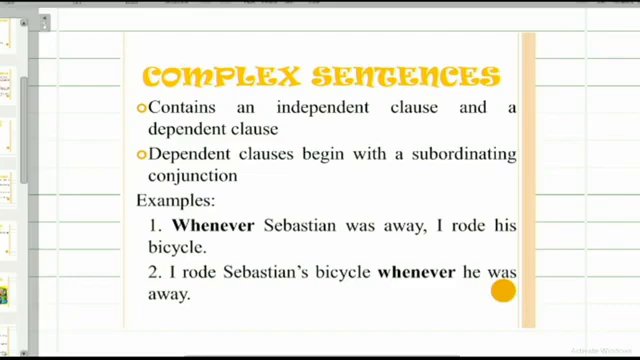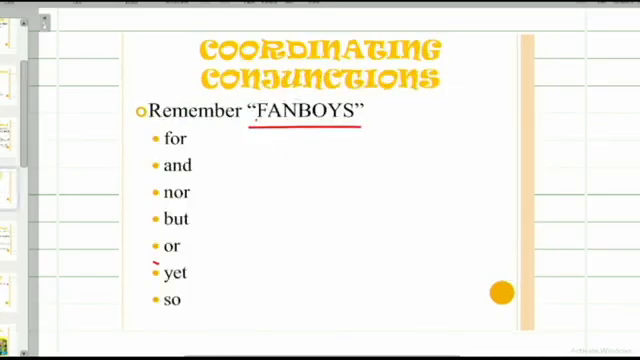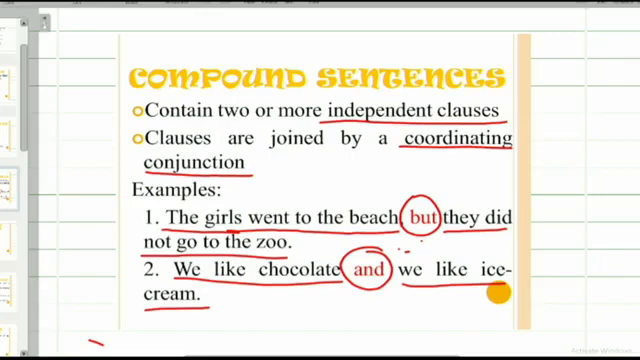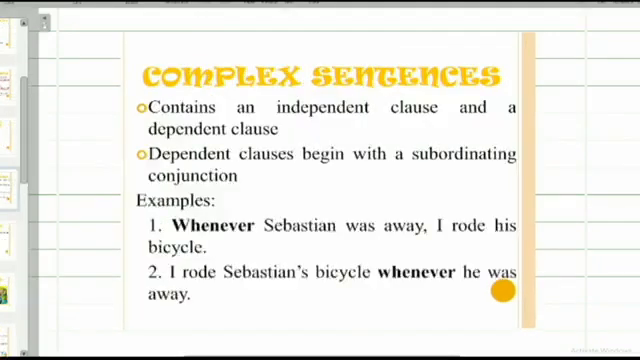Good. Our third type of sentence structure. So we're looking at complex sentences. Now, what is a complex sentence? Let's see. It contains an independent clause and a dependent clause. Notice the difference here between a compound sentence and a complex sentence. In your compound sentence, they were joined by two or more independent clauses. Both of them had to be independent.